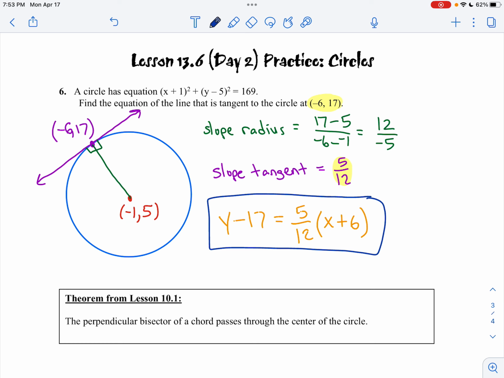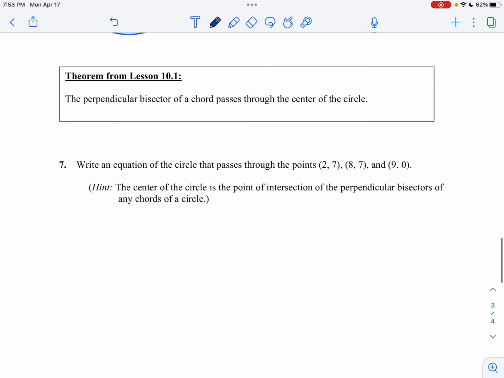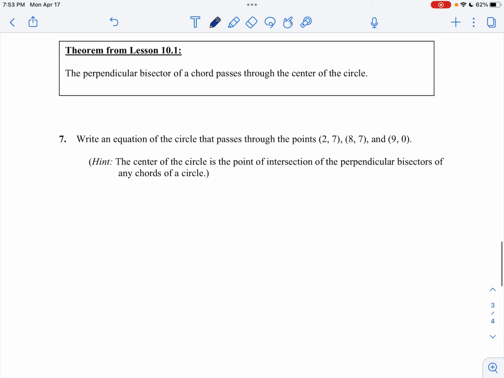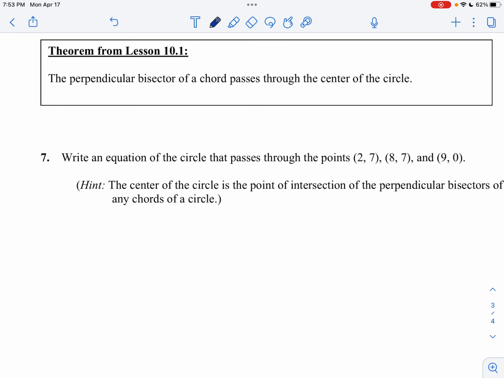All right, next, here's a theorem from lesson 10.1. We've never, ever used this theorem until today. I know you're going to be so excited. It's going to be awesome. The perpendicular bisector of a chord passes through the center of the circle. Now you're wondering, how are we going to do that? How is it going to help us?